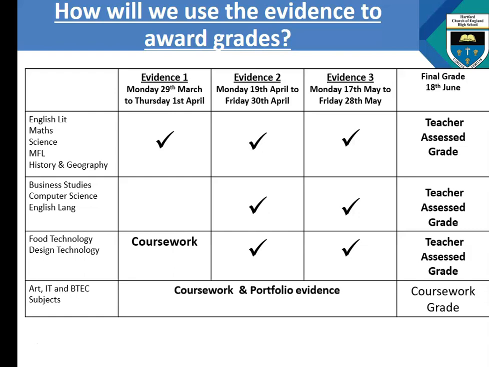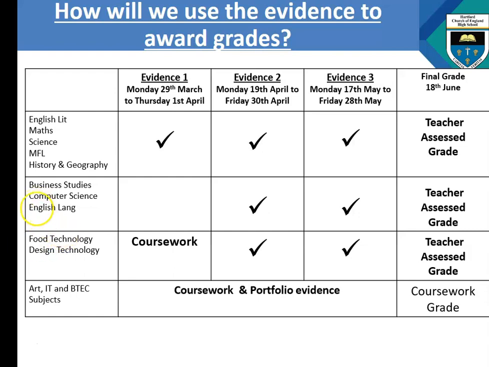On the screen, you can see a table that illustrates the number of evidence collected for each subject. So if you look at the second row, you can see that for English literature, maths, science, MFL, history and geography, we will have 3 pieces of evidence, and we will use those 3 pieces of evidence to work out the final teacher assessed grade.